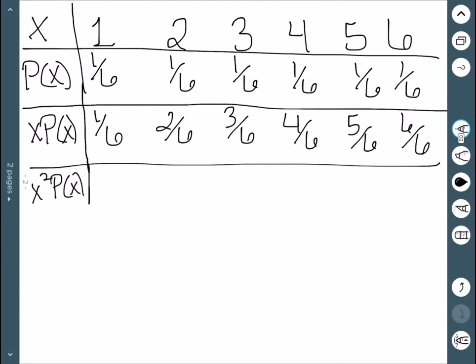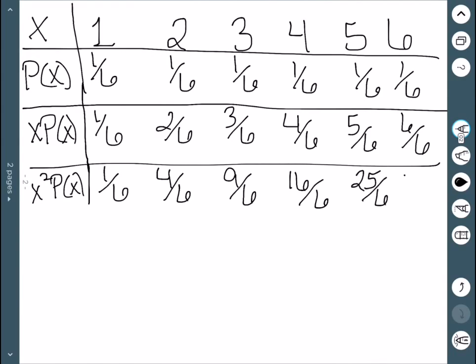This time I have 1 times 1 over 6, 4 times 1 over 6, 9 times 1 over 6, 16 times 1 over 6, 25 times 1 over 6, and then 36 times 1 over 6. To find our mean, we just want to add this third row. 1 over 6 plus 2 over 6 plus 3 plus 4 plus 5 plus 6 over 6. And when we work that out, we get that our mean is 3.5.